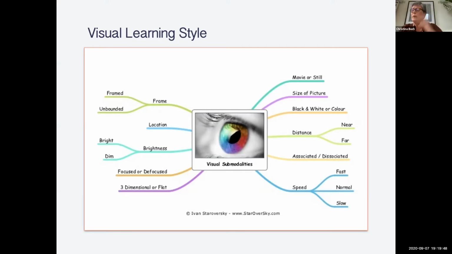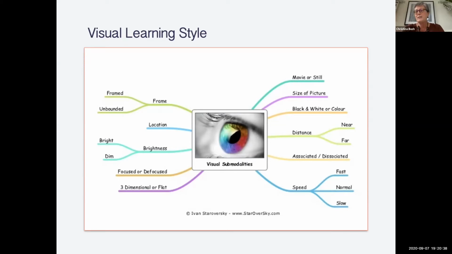So when we store those images, we store them in black and white or in colour. They're away from us or they're close to us. And as I've already talked about, they're associated, so I'm in it, or I'm disassociated and I'm watching myself. If I'm associated into something, I'm doing it and I'm watching what's going on around me. If I'm disassociated, I'm watching myself in it. Now, when we can start to work with our patients and really fine tune those images that they hold, those images have much more power. So when we can brighten an image up, when we can speed something up or slow something down, we can really impact how I hold that visual memory of what's going on for me.